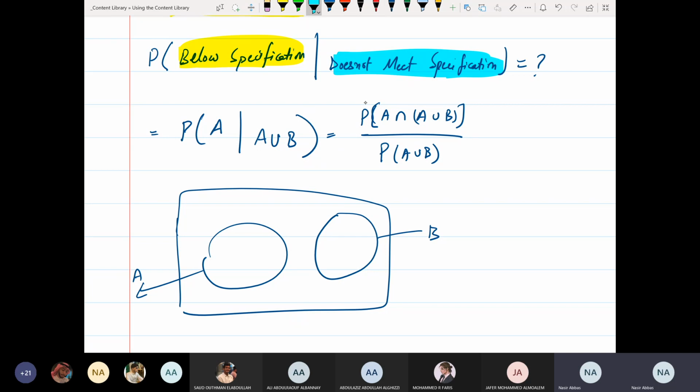Now I'm going to highlight A with the blue color, also B with the blue color, and the whole blue color is A union B. Now who can tell me what is the intersection between the blue color, which is A union B, and only A? It's A itself.